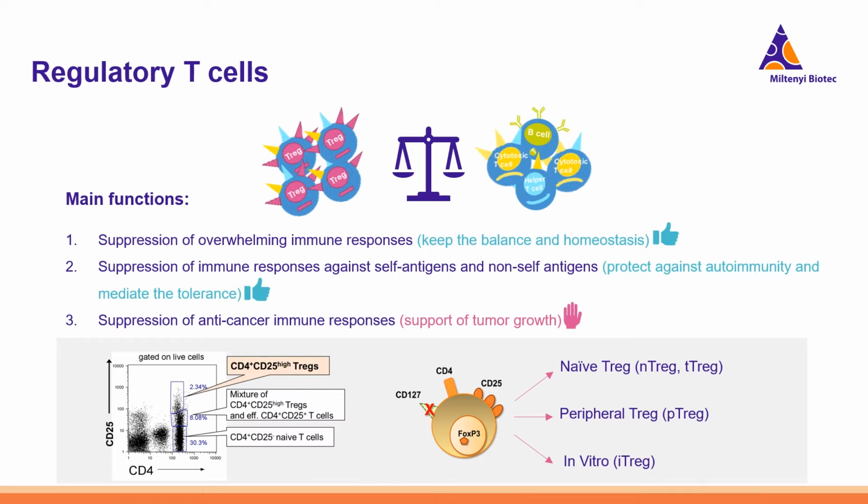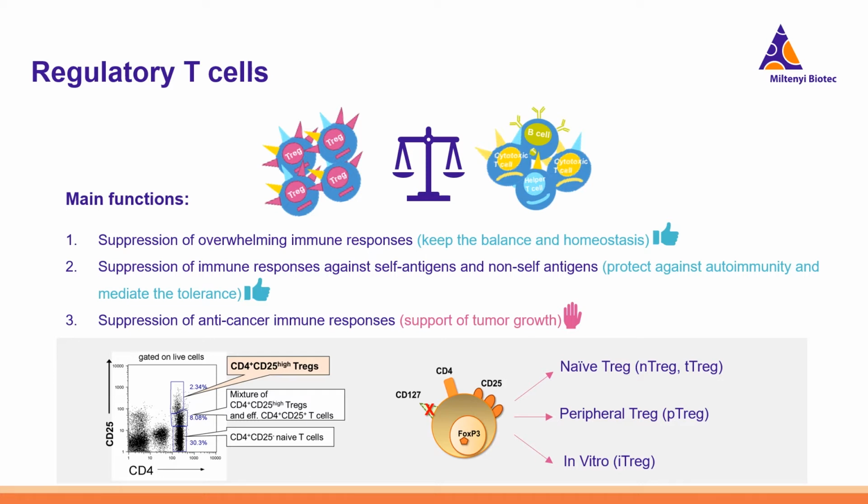Tregs are an important subset of adaptive immune cells and control immune reactions for maintaining homeostasis in our body. They have three main functions: suppression of overwhelming immune responses, which keeps the balance and homeostasis in the body. The next one is suppression of immune responses against self-antigens and non-self antigens, which protects against autoimmunity and mediates tolerance. And the third one is suppression of anti-cancer immune responses, which is not the favorite functionality of Tregs because it supports tumor growth and needs to be considered during cancer treatment.